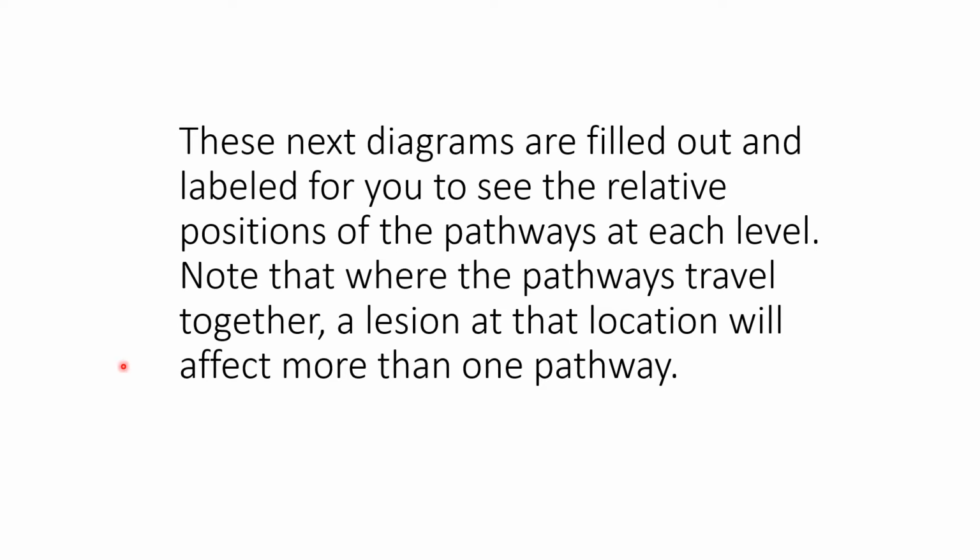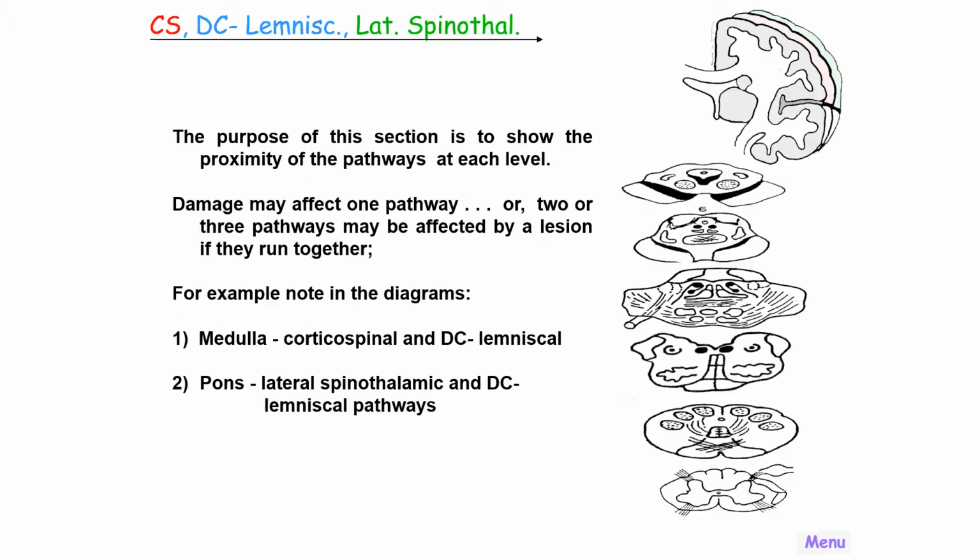In this session, the diagrams will be filled out and labeled for you to see the relative positions of the pathways at each level. Notice where the pathways travel together; a lesion at that location may affect more than one pathway. The purpose of this section is to show the proximity of these pathways throughout the central nervous system. Damage may affect 1, 2, or 3 pathways.